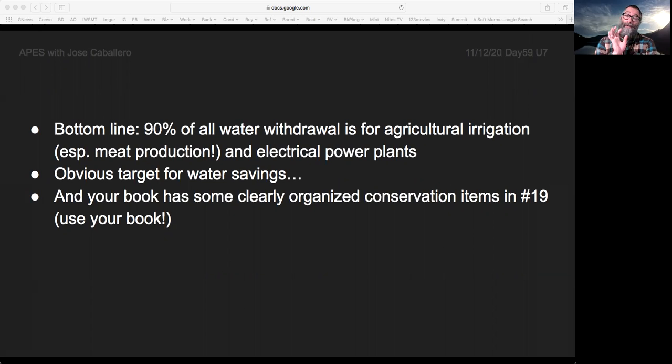And I'm going to skip study goal number 19 because your book breaks it down really well. There's sections with 1, 2, 3, 4, 1, 2, 3, 4. I'm going to skip number 19, but you better make sure you have good notes for number 19. Don't say I didn't warn you. And that's it for this little video.